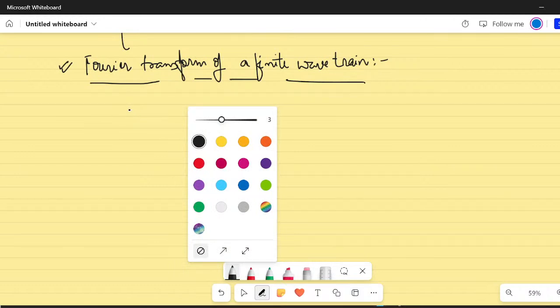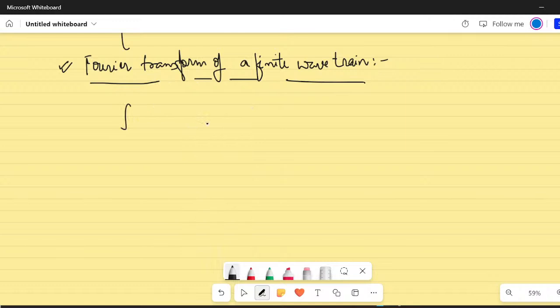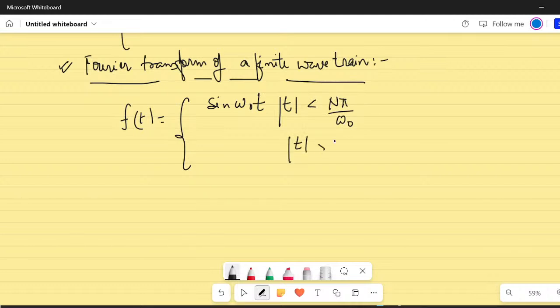So the function f of t is simply given by sine of omega naught t if modulus of t is less than n pi upon omega naught, and if modulus of t is greater than n pi upon omega naught, then it is simply 0. So this is, you can say, the infinite wave train, like sine omega naught t.